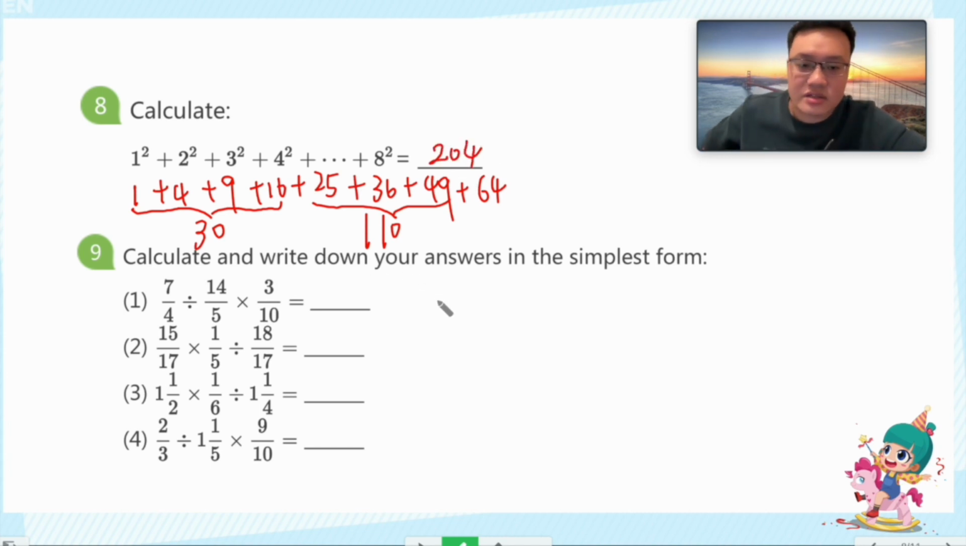Question number 9. Calculate and write down your answer in simplest form. So guys, let's do this. 7 over 4 times, if you divide by a fraction, you multiply by the reciprocal of that.